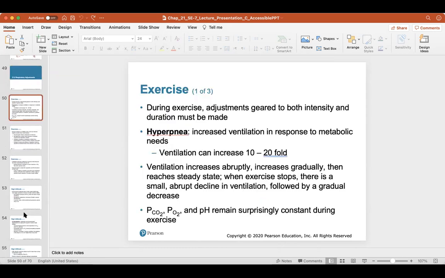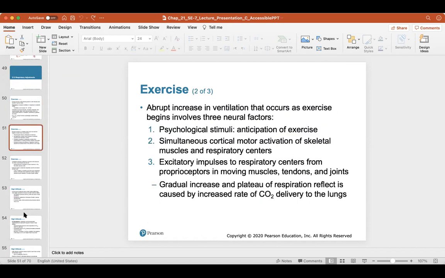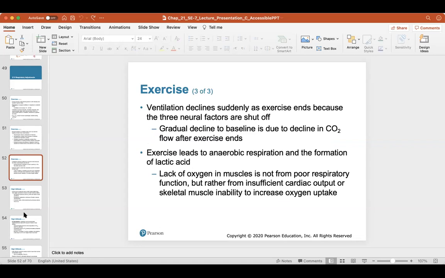During exercise, adjustments are geared to both intensity and duration. Hyperpnea is the increased ventilation in response to metabolic needs. Ventilation will increase abruptly, increase gradually, and then reach a steady state. When exercise stops, there's a small abrupt decline in ventilation followed by a gradual decrease. The abrupt increase in ventilation that occurs as exercise begins involves three neural factors, which I'll let you read through on your own. Ventilation will then decline suddenly as exercise ends because the three neural factors will be shut off.